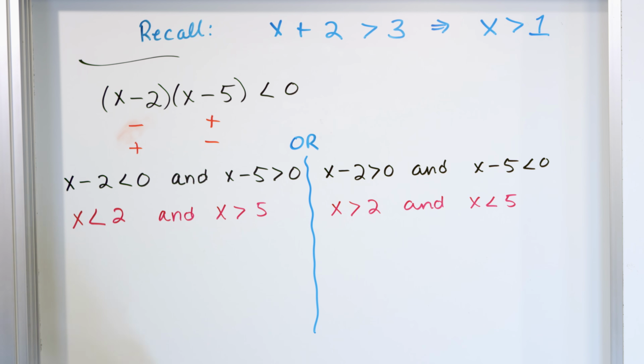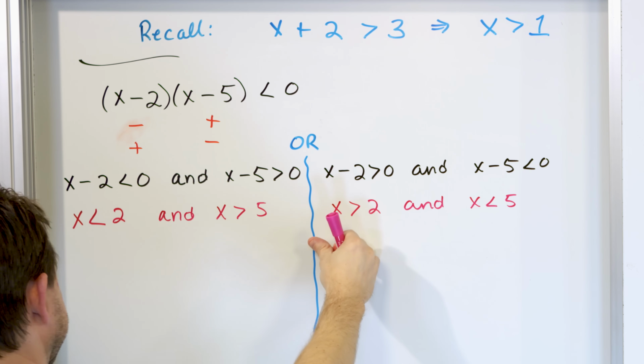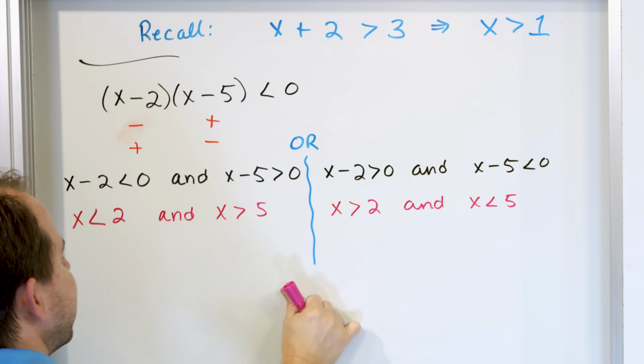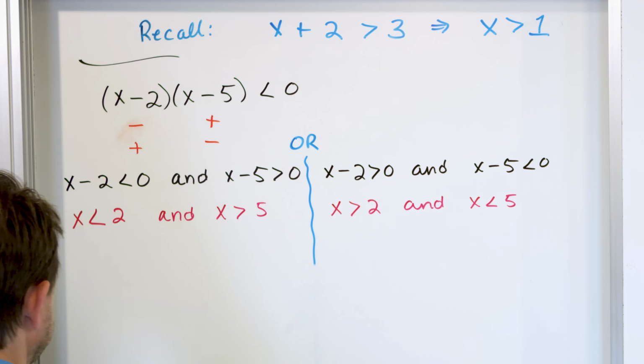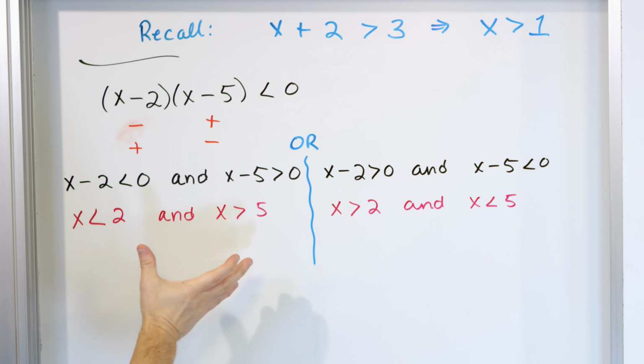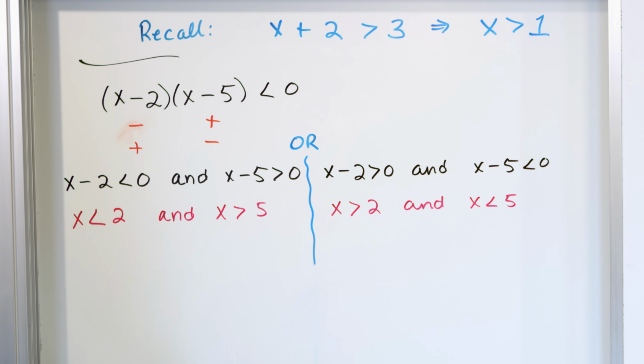x less than 2 and x greater than 5. So this and this, or this and this. That's how I want you to write this. All right? Now the next thing I want you to do is once you write down basically the solution, I want you to graph these things to take a look at both of them.